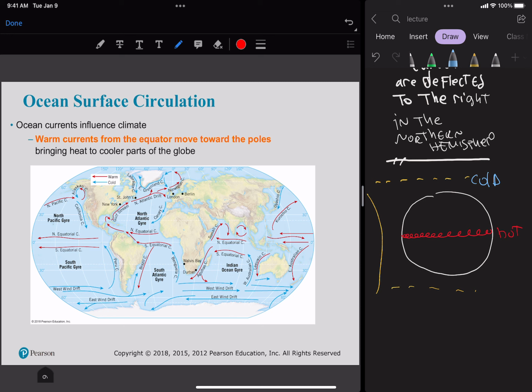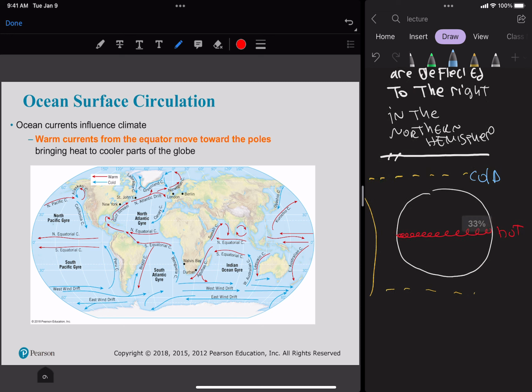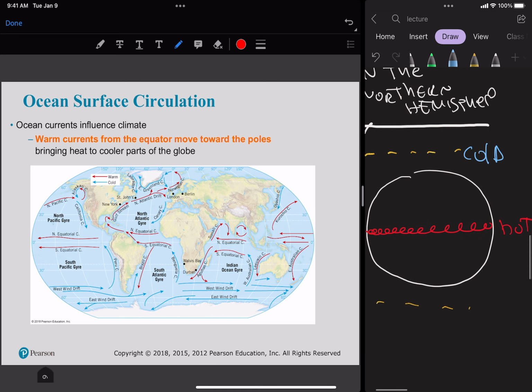So something else that drives ocean currents is that anytime you have a temperature difference, whether it's air or water, the water is always going to flow from hot to cold. So this is actually the driving force. This is what kicks off ocean circulation patterns: the hot water at the equator wants to move north towards the poles, but as it tries to move north, the Coriolis effect causes it to deflect towards the right.